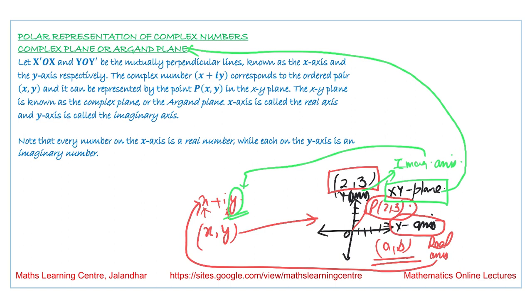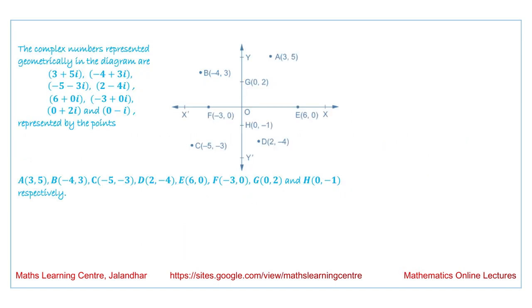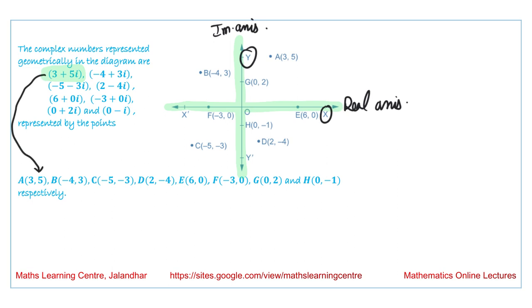If we give an example, these numbers are represented over here. First is the number 3 plus 5 iota. What we have done is drawn these two axes. We say this is the real axis and this is the imaginary axis. Earlier we wrote x-axis and y-axis, now we say real axis and imaginary axis. So 3 plus 5 iota corresponds to the point A, that is (3, 5). And we know how we represent this point: we take 3 units on the x-axis, 5 units on the y-axis, and we obtain this point A (3, 5).